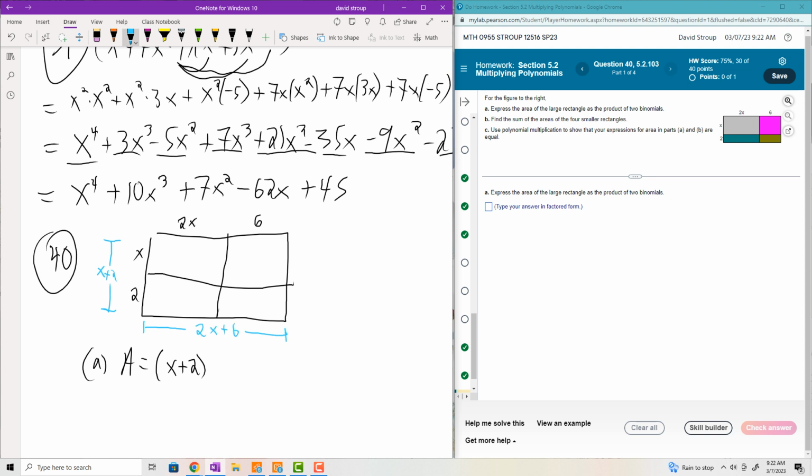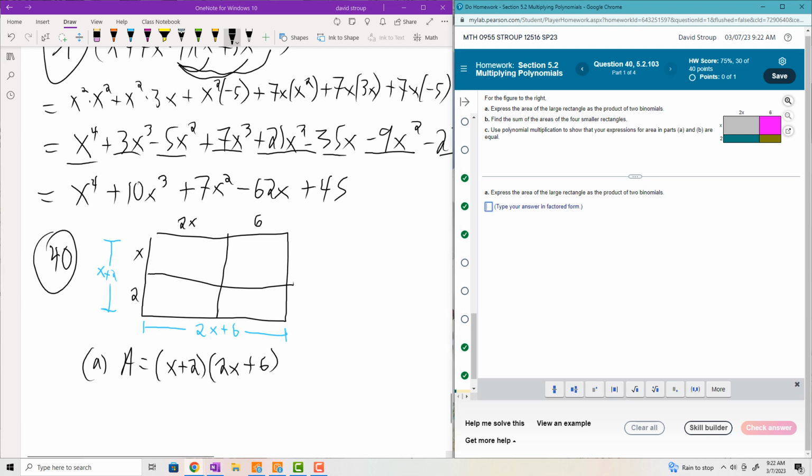So the area is the length times width, or in this case, I guess the base times the height or whatever. So x plus 2 times 2x plus 6 basically is the area. So you've turned this geometry into algebra, which is a very powerful development for the history of mankind. A very powerful development for mankind.